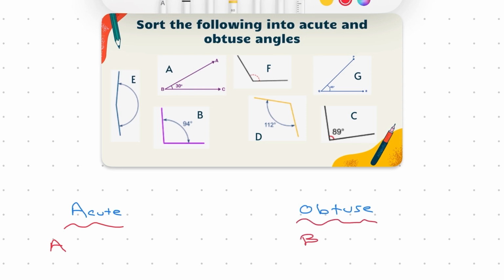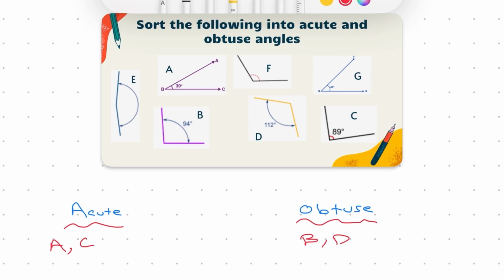What about C? Well, C is 89. That's one less than 90. So it's still less than 90 but greater than 0. So it's an acute angle. Angle D, 112. Well, that's greater than 90 and less than 180. So it's an obtuse angle. So I hope you guys are starting to notice that this is much simpler than it seems. All we're doing is categorizing them based off their values.